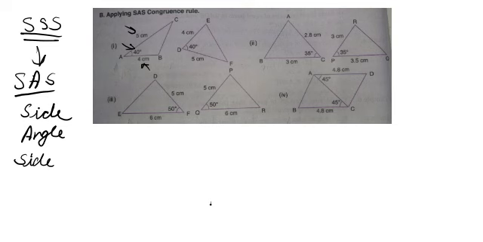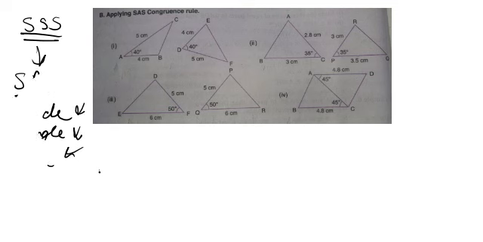So this is how we have to check for congruency. The angle that is given should be of the same measure, and the lengths of the two sides that are given should also be of the same measure. Remember, SAS stands for side, angle and side.